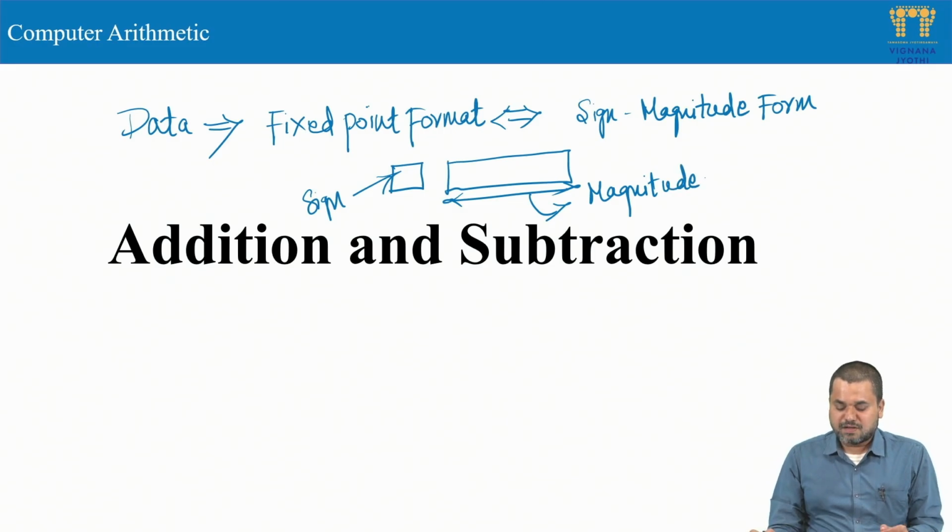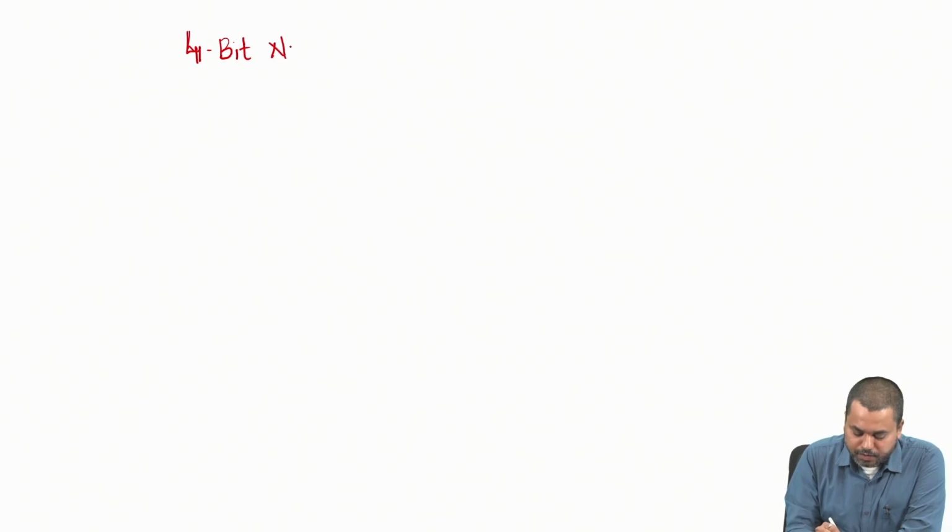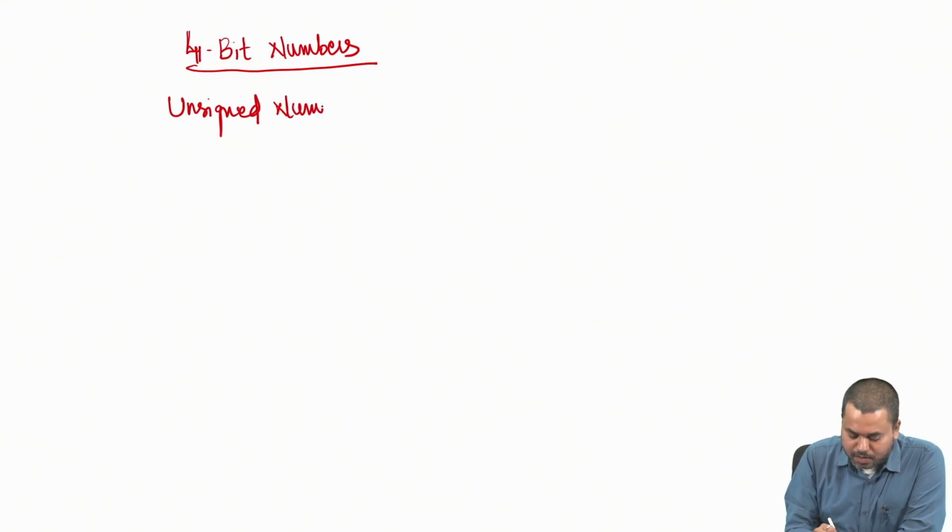Before proceeding with this algorithm, let us start by understanding some basics. For example, let us take 4-bit numbers. If the range is 4-bit, the unsigned numbers can be represented from 0 to 15, as you know.